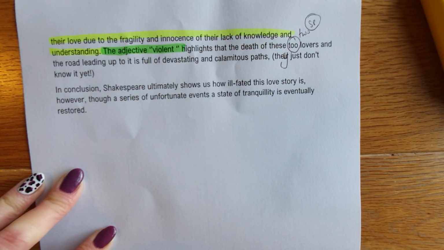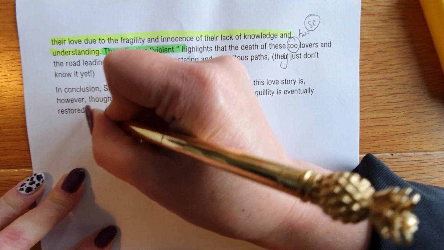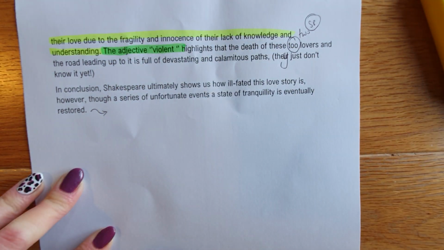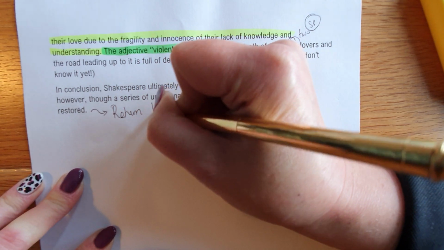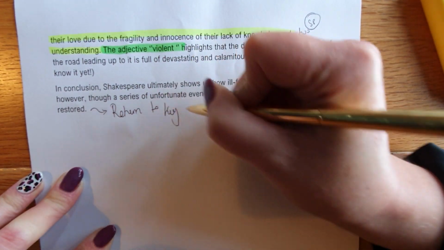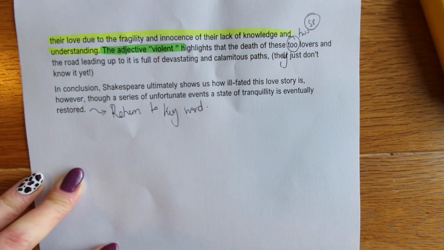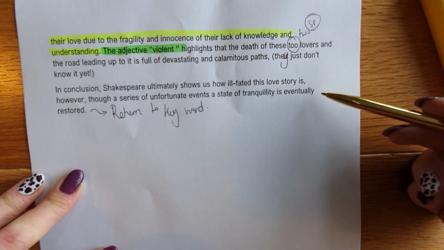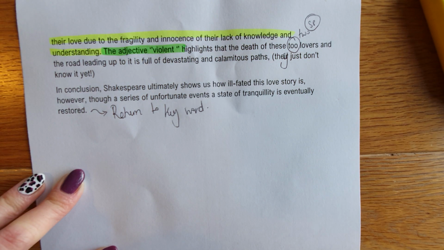In conclusion, Shakespeare ultimately shows us how ill-fated this love story is. However, through a series of unfortunate events, a state of tranquility is effectively restored. Now, my only criticism of the conclusion is that we need to return to the keyword. Remember, this was an essay about Romeo and his displays of love. Therefore, we need to return to Romeo and his displays of love. But that is a really good summary of the story actually itself. But we need to return to the keyword just to focus on that. Remember, that's your steer all the way through your essay.